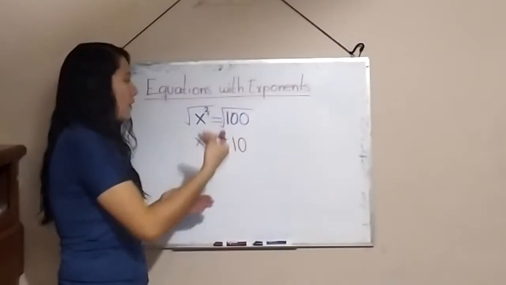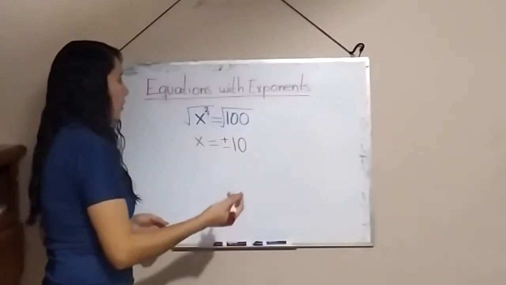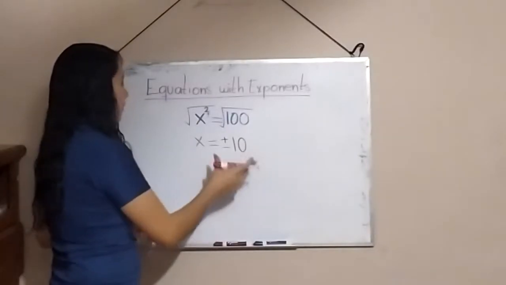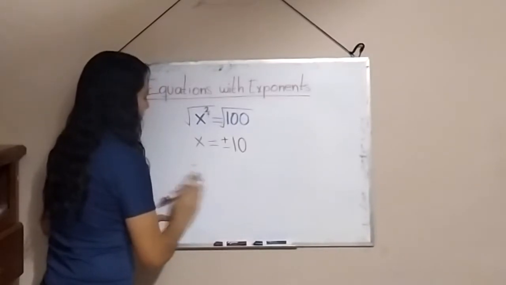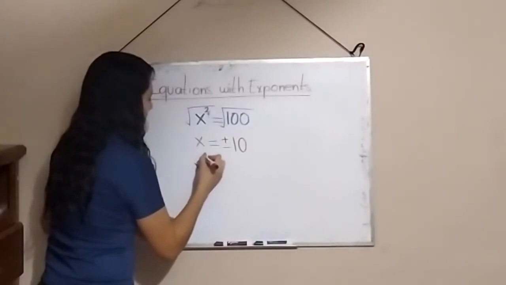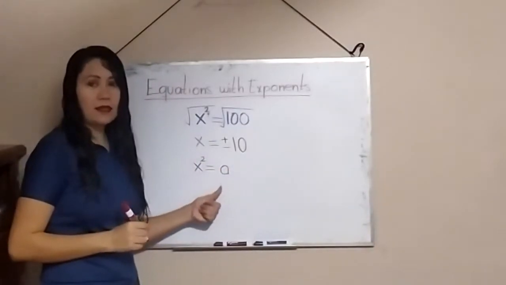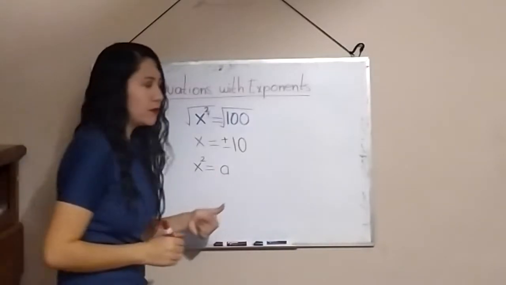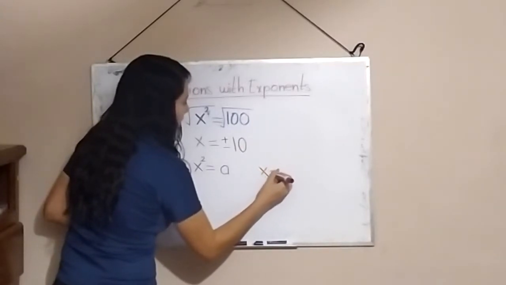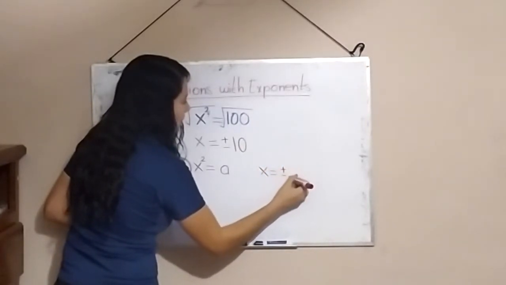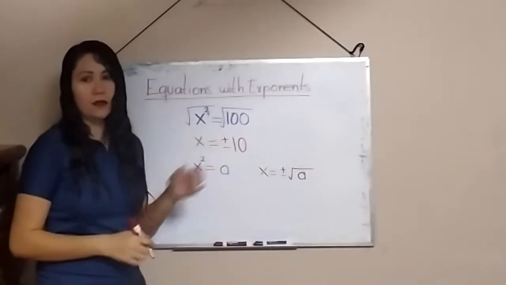Now, coming from this, we get the rule for solving equations of this form. The rule for solving equations of this form is x squared equals a. If a is a number that is greater than 0, then our answer will always be x equals plus minus the square root of a, which is what we did in here with the 100.